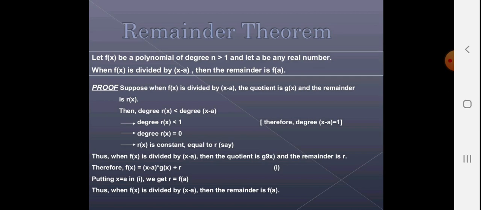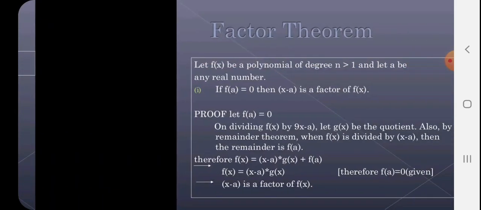Thus we can say that when f of x is divided by x minus a, its quotient is g of x and the remainder is r. Therefore f of x is equal to x minus a into g of x plus r, equation 1. So that means dividend is equal to divisor into quotient plus remainder. Putting x equal to a in equation number 1, we get r is equal to f of a. When f of x is divided by x minus a, the remainder is f of a.